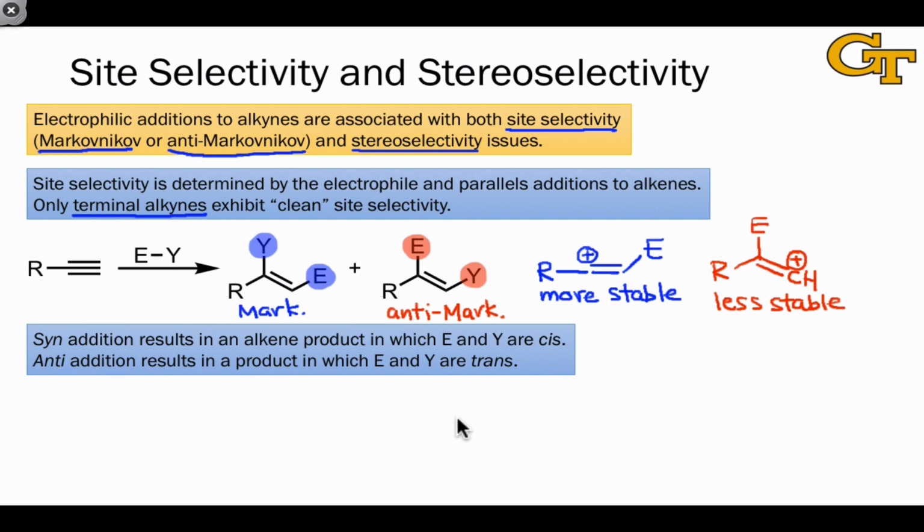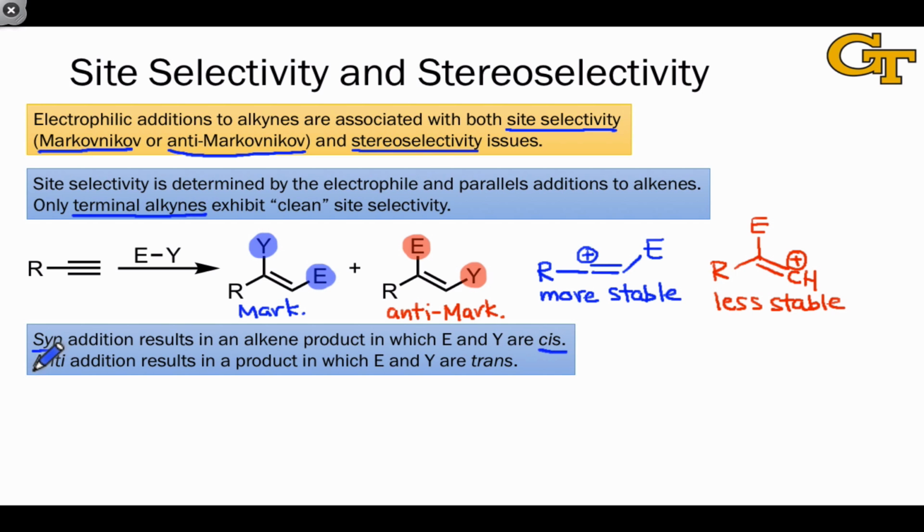Stereoselectivity issues are also important in reactions of alkynes. This tends to be a bit easier to think about visually than the alkene case since we're going from 1 to 2 dimensions. We don't really have to think in 3 dimensions. And we can make a direct parallel between syn addition to an alkyne and cis configuration in the product alkene between the added groups E and Y.